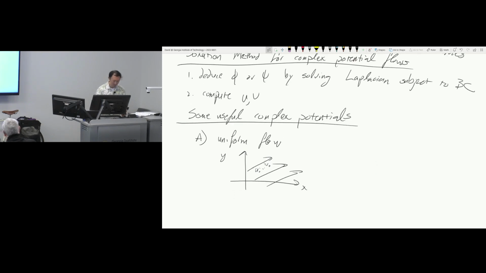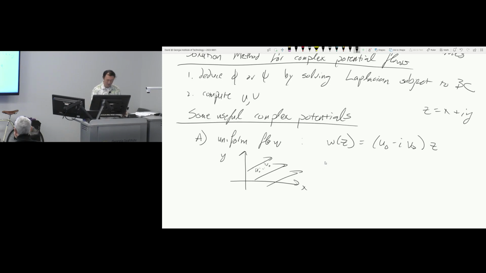Okay. The complex potential for uniform flow is u naught minus i v naught times z. All right, so remember, z has information about our position. z is a complex variable. It means that the real part of z tells you what distance you are horizontally, and the imaginary part of z tells you what distance you are vertically. And so the complex potential for uniform flow looks like this.